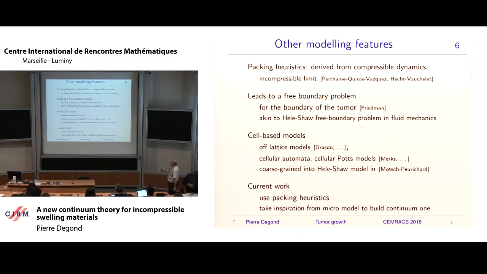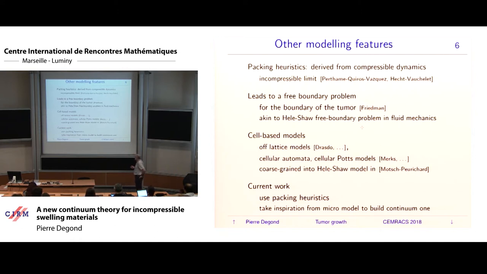You also have more microscopic models. There have been a lot of models done, for instance, by the Drasdo team on what we call off-lattice models. So basically, particle models or cellular automata models, cellular Potts models, which are an elaboration of cellular automata. And there's also work done by Sébastien Moch and Yann on going from microscopic cell-based models to the Hele-Shaw dynamics.